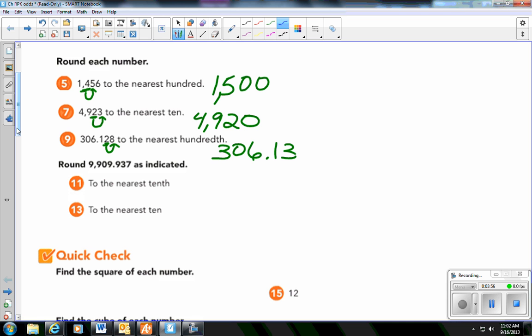Number 11, we're rounding to the nearest tenths. So the 9 is in the tenths. Is the 3 big enough to change the 9? So 9,909 point, and the 3 is not big enough to change it, so it stays a 9. And again, after the 9, everything becomes zeros. Round to the nearest tens now for number 13. The tens place is right there. Is the 9 big enough to change the 0? The 9 would change the 0 to a 1, and the 9 itself would become a 0, and then everything else after it. So rounding to the nearest tens place would be 9,910.